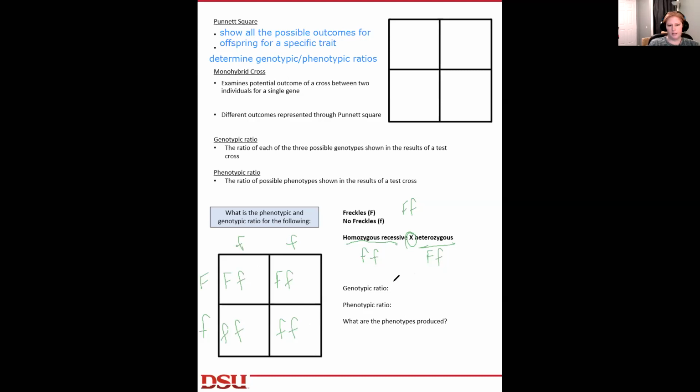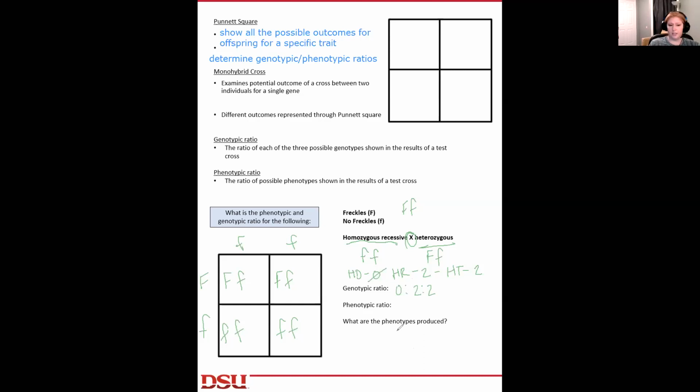So how many homozygous dominant are there? I'm going to put it like this. Well, none. We don't have any homozygous dominant individuals here. How about homozygous recessive? Well, we have two. And how about heterozygous? I have two. Well, we just answered our question. The genotypic ratio is 0 to 2 to 2: no homozygous dominant, two homozygous recessive, two heterozygotes.